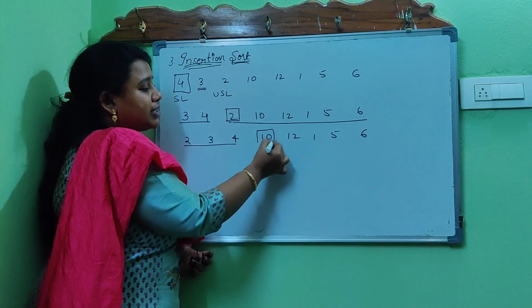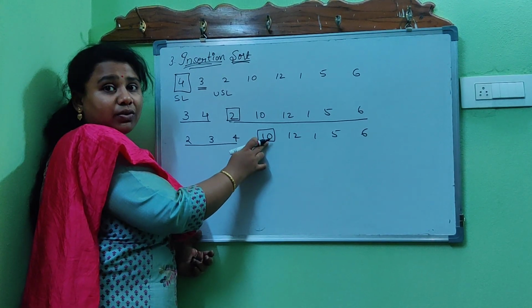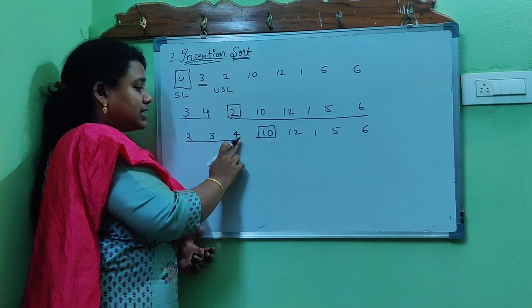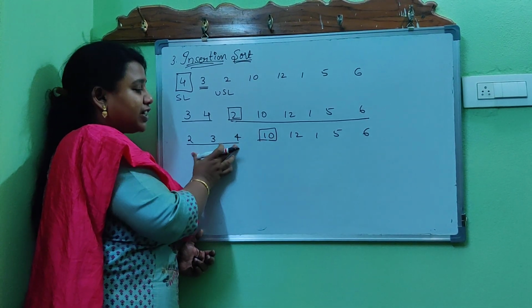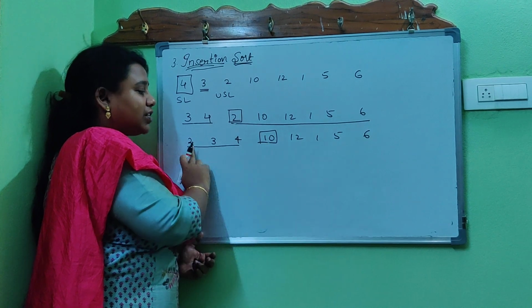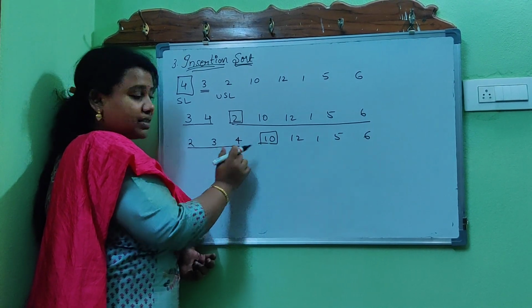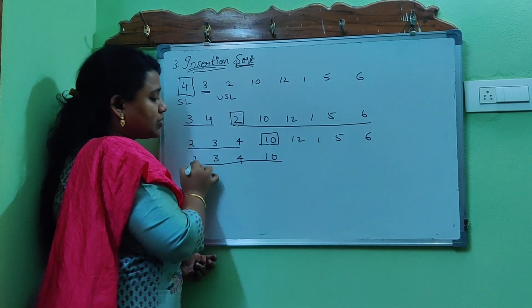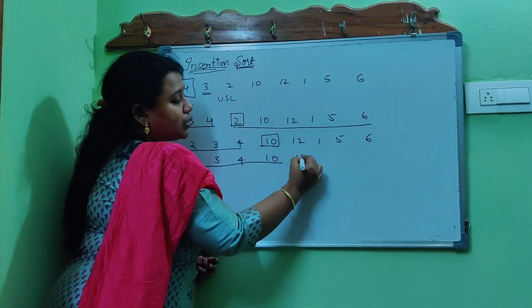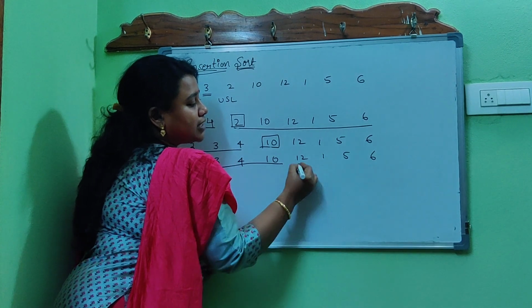Now what is the first element here? 10. Now we have to insert this 10 in this list. By doing the necessary operations, we find that 10 is larger than all these elements, so its position remains the same. So they remain 2, 3, 4, 10. So this becomes the sorted list now. Now 12, 1, 5, 6 is the unsorted list.